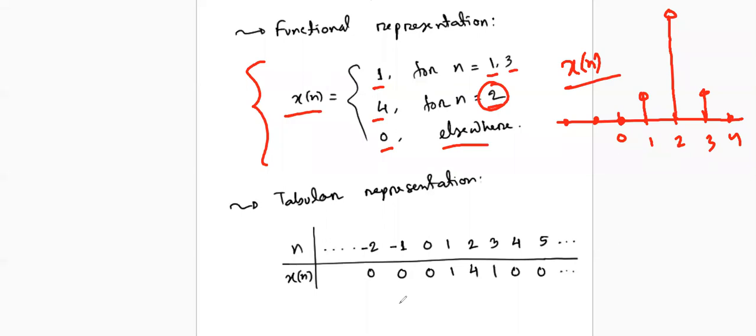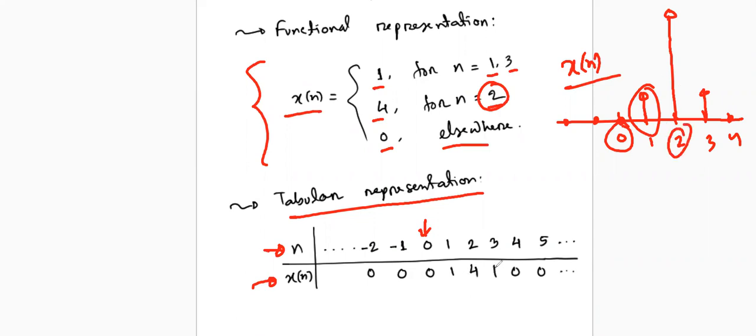It can also be represented as a tabular representation, where the sequence of n is mentioned on the top side and the x[n] is represented on the bottom side. So this is the 0th sample. We have 0 at the 0th sample, 1 at the first sample, 4 at the second one, and 1 at the third one, and 0 elsewhere. So the same x[n] can be represented like this in the tabular representation.